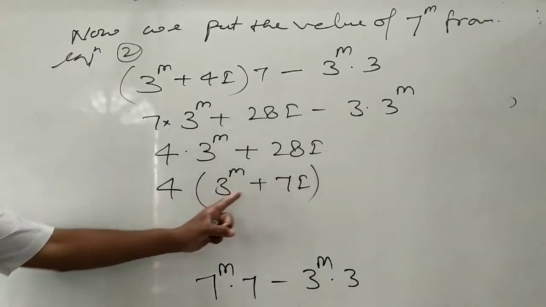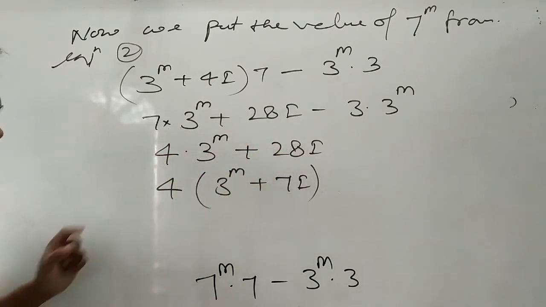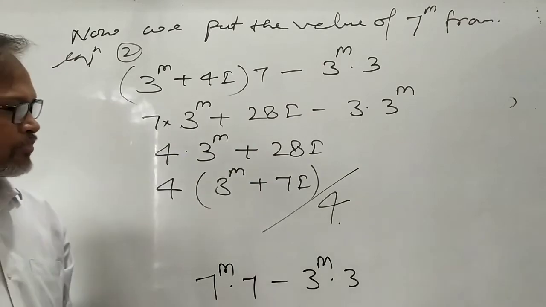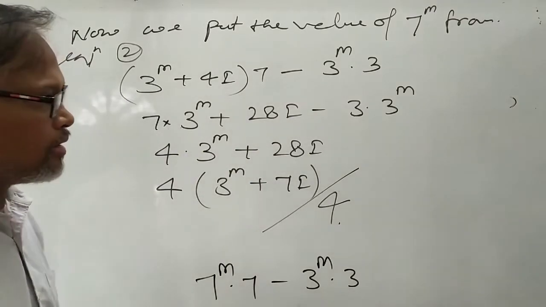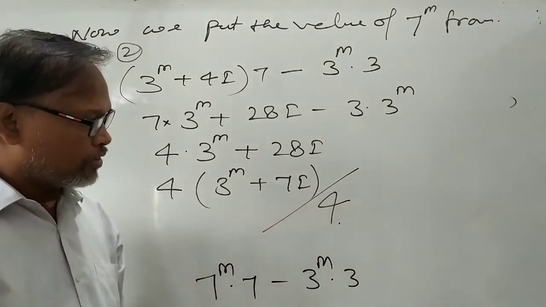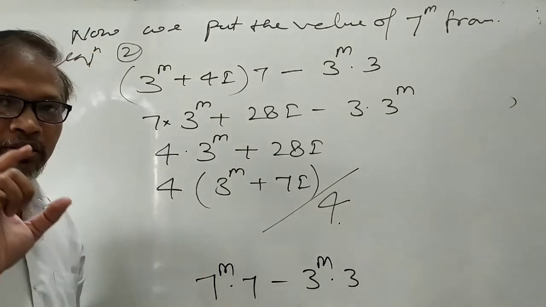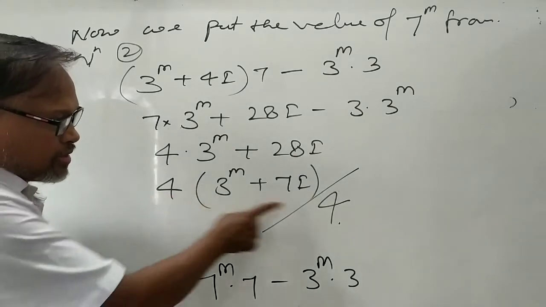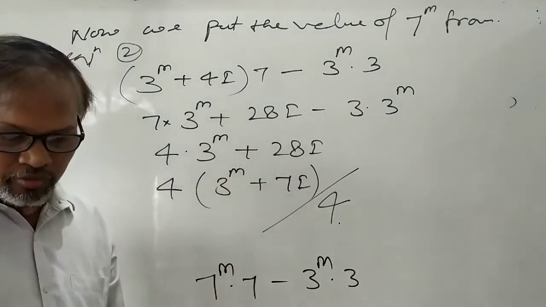Can you say that this expression is not divisible by 4? Yes, it is divisible by 4. So it shows, ये तुमको दिखाना है कि the given expression is divisible by 4 and it is definitely divisible. तो ये दिखाई पड़ रहा है कि 4 फैक्टर आ गया तो it is divisible by 4.